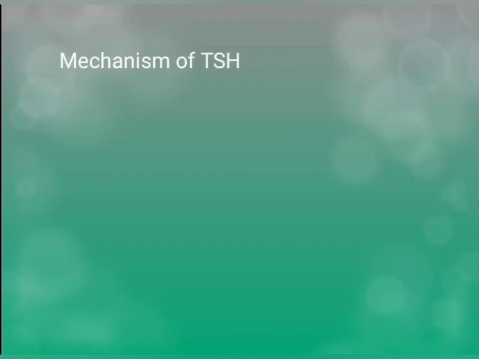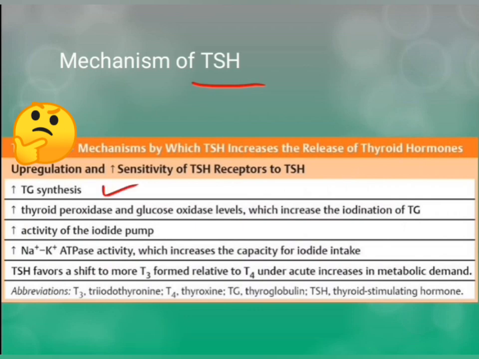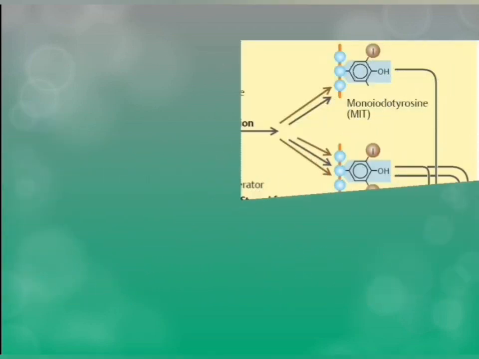So what was the role of thyroid-stimulating hormone, which was secreted from the anterior pituitary gland, in the production of thyroxine? It causes increased thyroglobulin synthesis, and it causes increased activity of thyroid peroxidase, which was required for iodination and coupling. It causes increased activity of the iodide pump so that more iodine can enter the follicular cell, and it causes increased sodium potassium ATPase activity, which increases the capacity for iodide intake. Thyroid-stimulating hormone also favors a shift to more T3 relative to T4 under acute increases in metabolic demand, so it increases the conversion from T4 to T3.